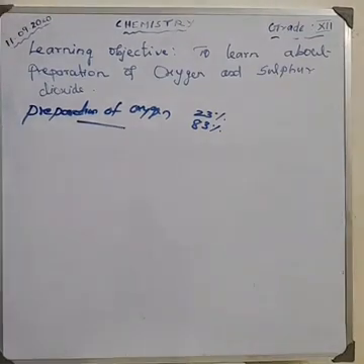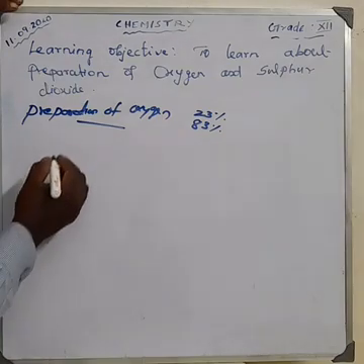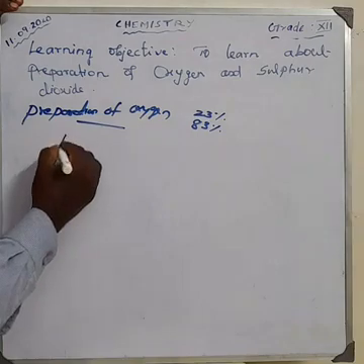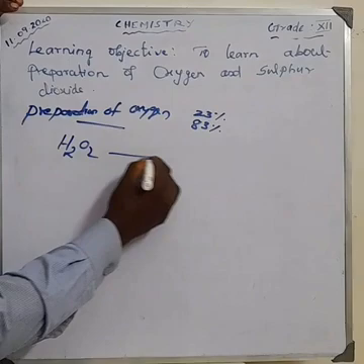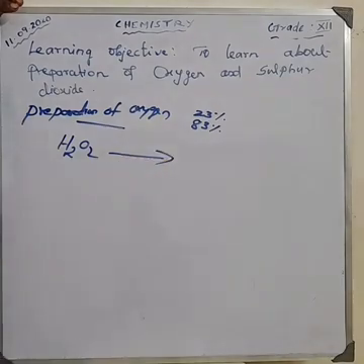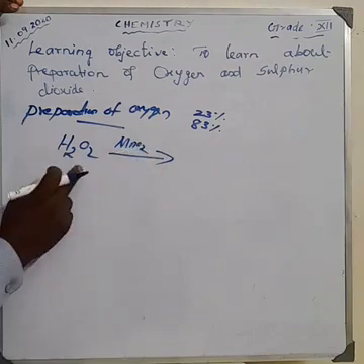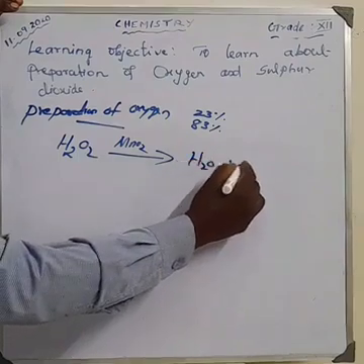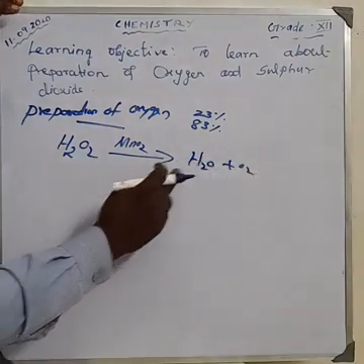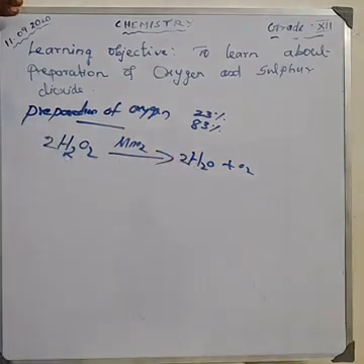How can we prepare oxygen from hydrogen peroxide? What is the formula for hydrogen peroxide? H2O2. Hydrogen peroxide undergoes decomposition in the presence of MnO2 as a catalyst, to form water and oxygen. Here we have 3 oxygen on one side and 2 on the other, so make it 2 here. Now the equation is balanced.